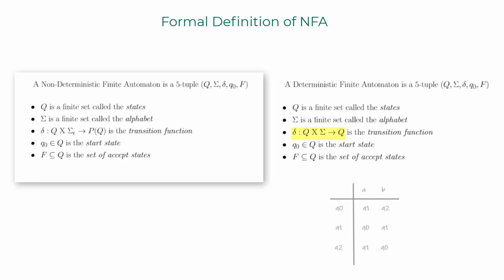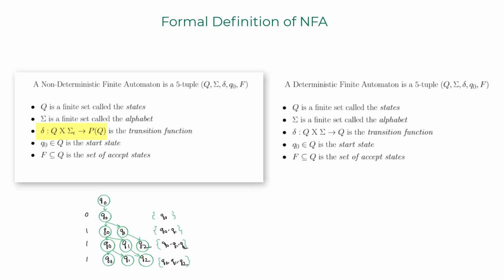In the DFA, the transition function takes a state and an input symbol and produces the next state. In an NFA, the transition function takes a state and an input symbol, or the empty string epsilon, and produces the set of possible next states. The key term here is the set of possible next states.